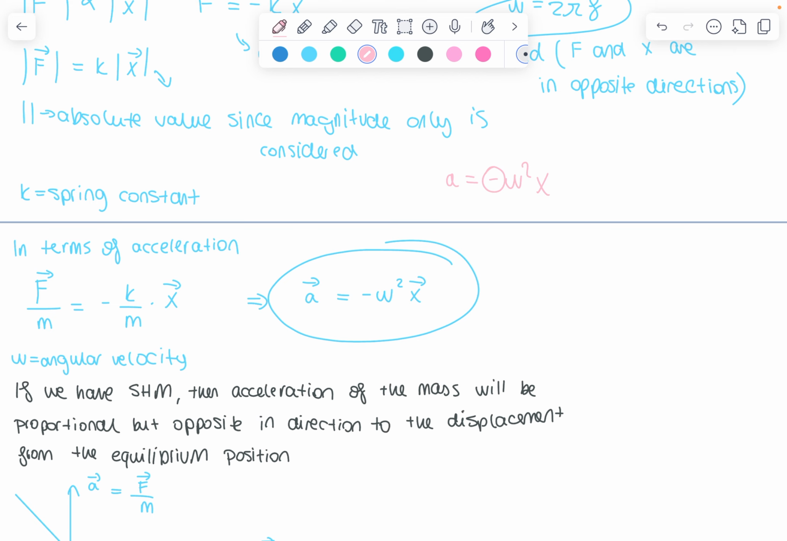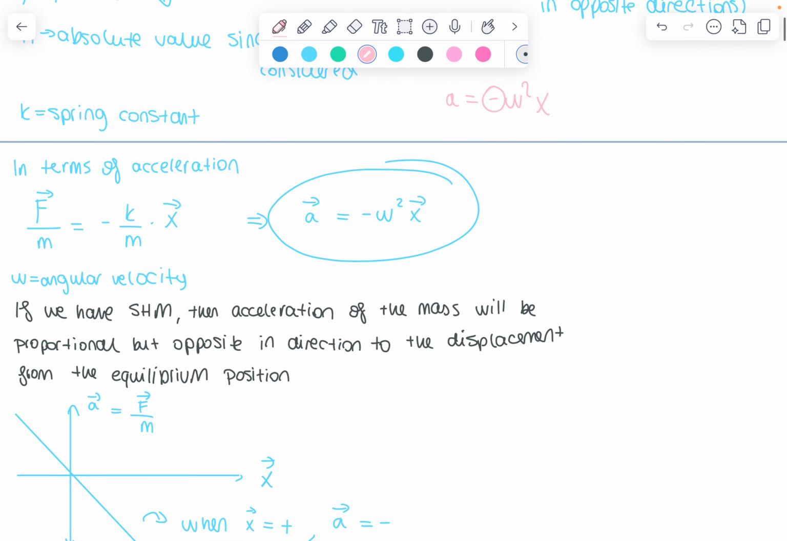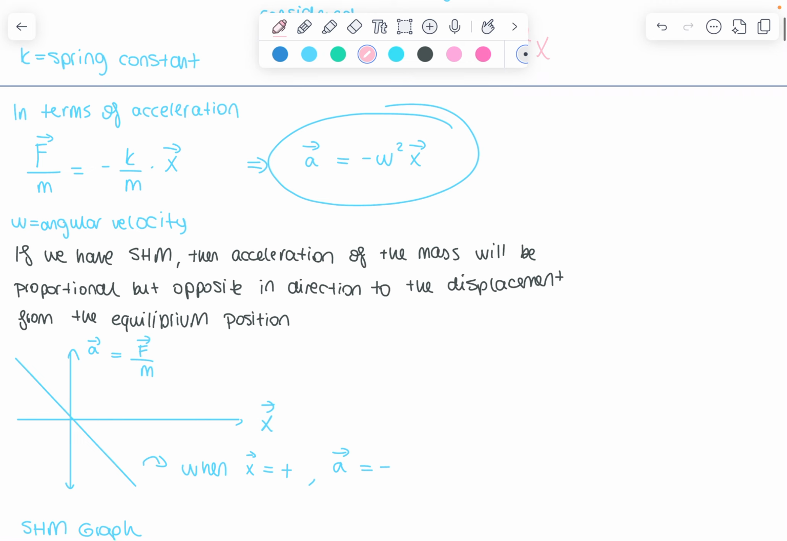So the farther the object is from the equilibrium, the greater the acceleration becomes. At the equilibrium position, displacement is 0, so acceleration is also 0. But at the maximum displacement, acceleration becomes maximum because the restoring force is strongest there.